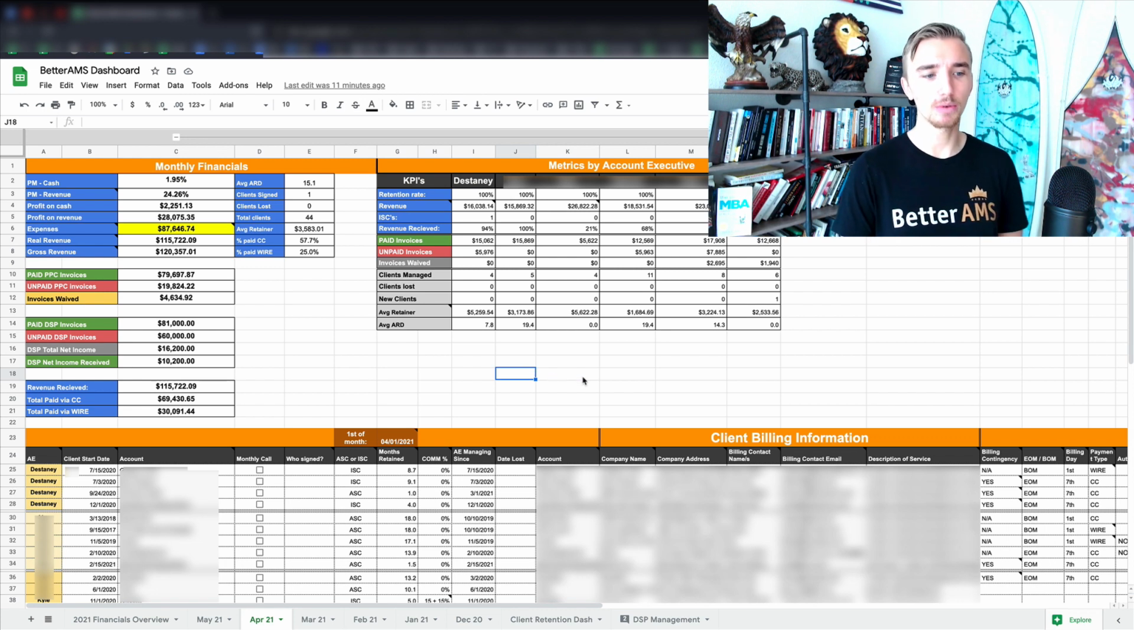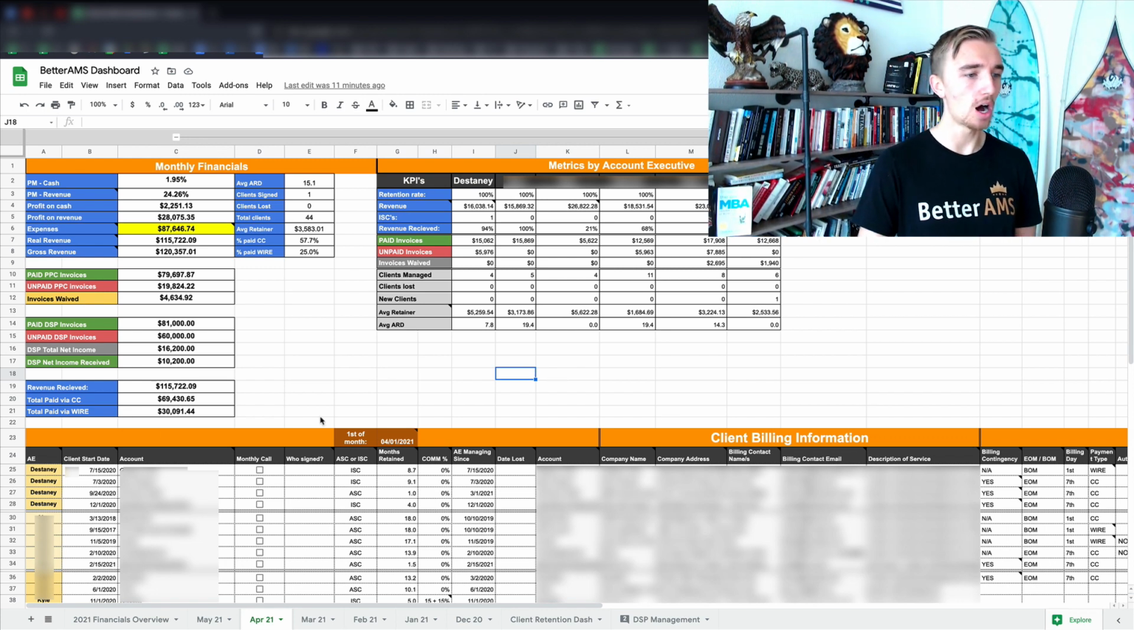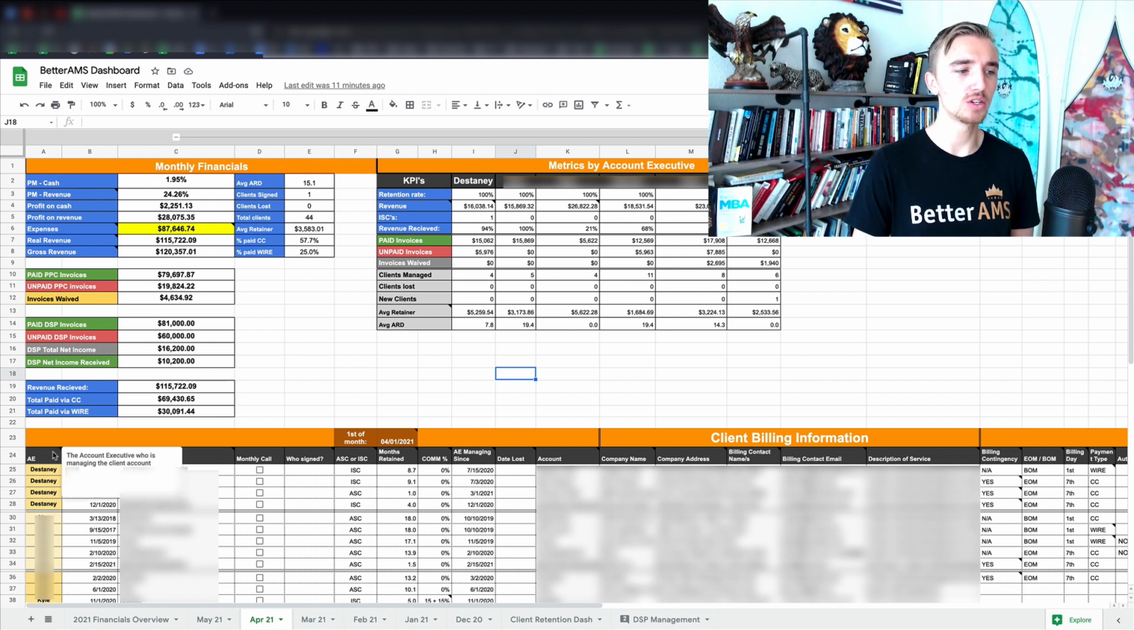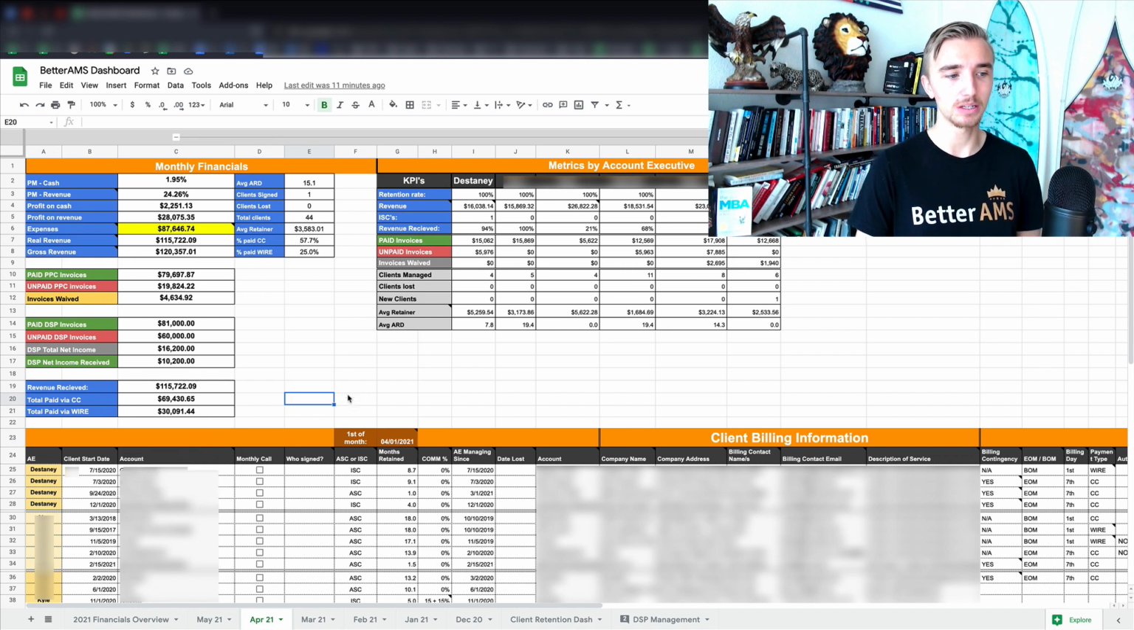Now below here we have client billing information. Obviously this is all blurred out, but we just have the account executive. We have the client start date. So this is the date the client started. That's important because we obviously can't track how long a client has been with us if we don't put the start date somewhere and track that.